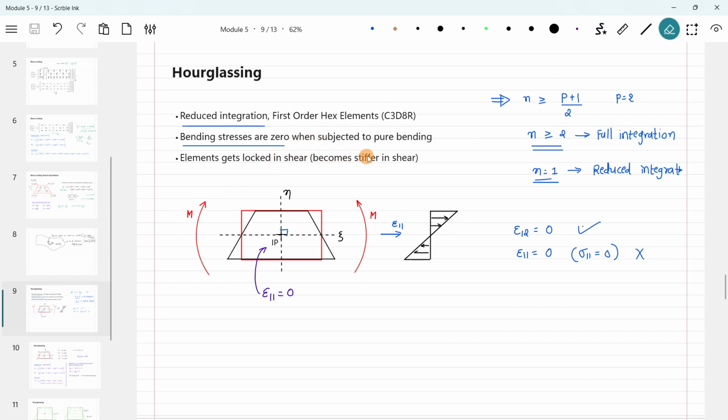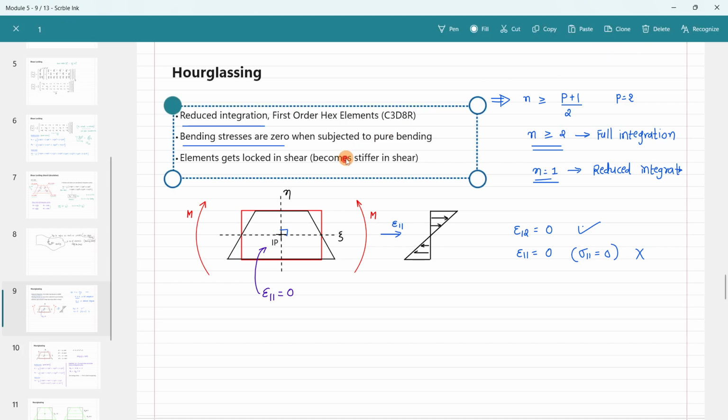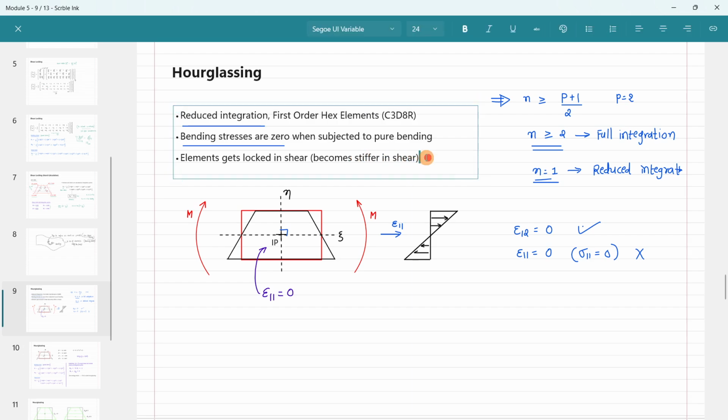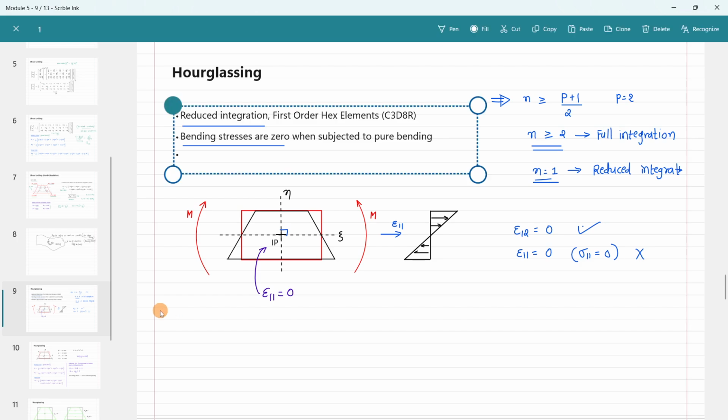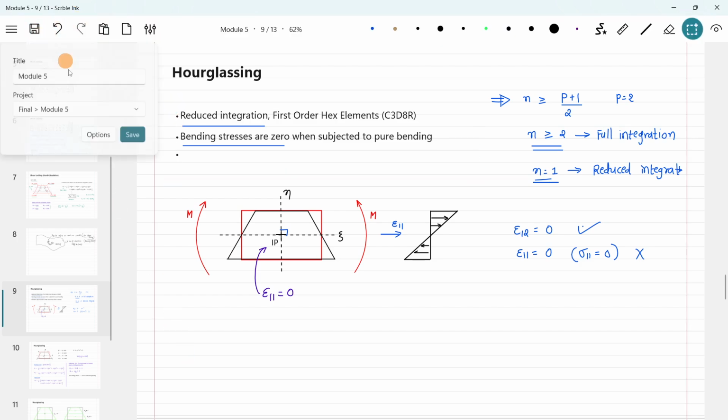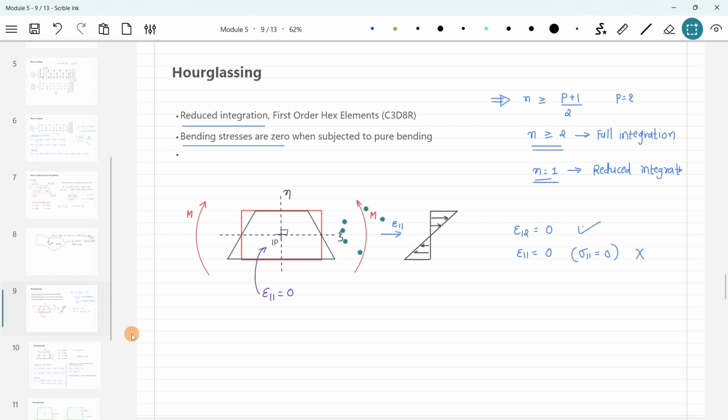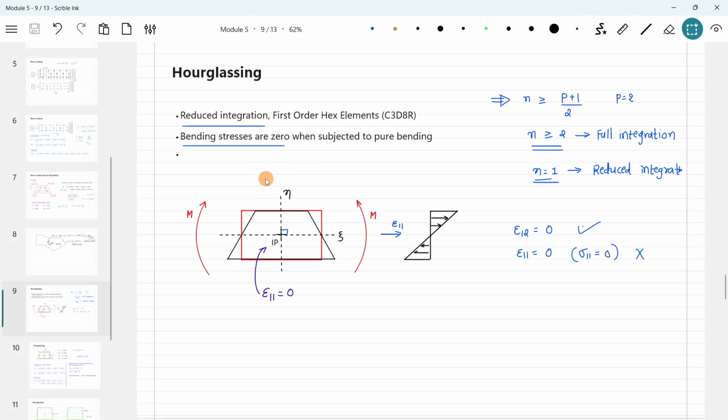Let me delete this. This is not applicable to hourglassing. So from visualization we could understand what hourglassing is. That means zero bending stresses.